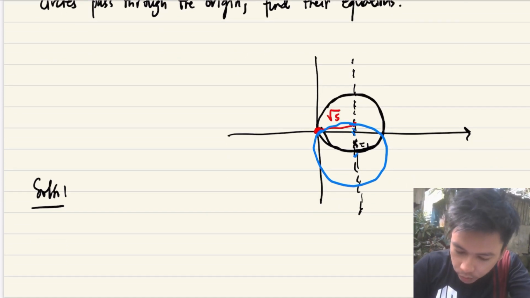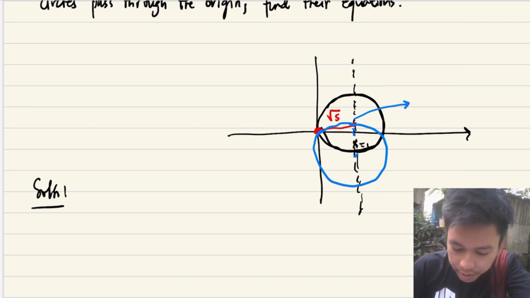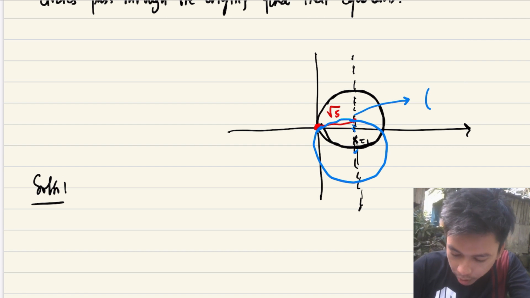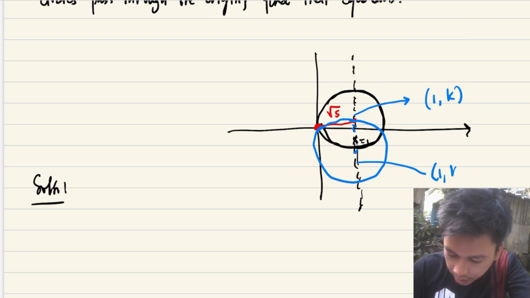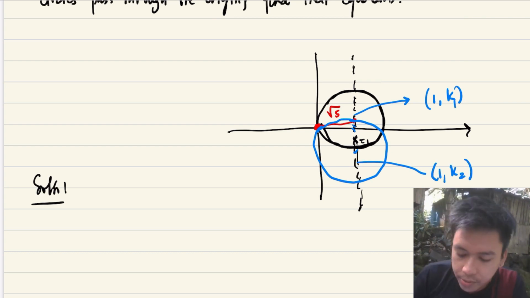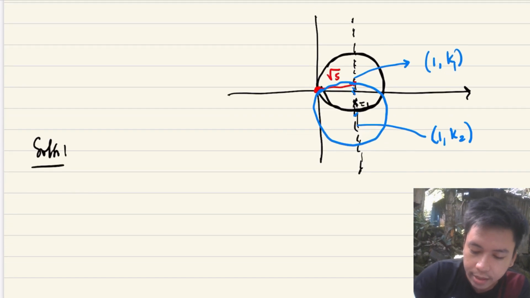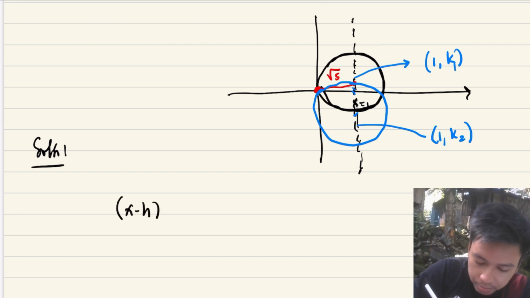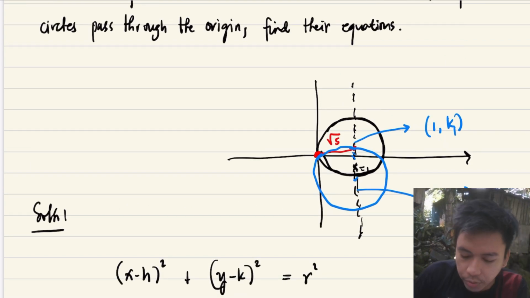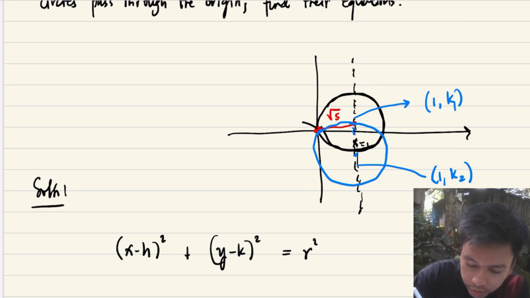In other words, the center here is technically (1, k). Let's say this is k2 and this is k1. Which means your k1 must be found somewhere up, and the other somewhere down below. In order for us to solve that, remember the equation of a circle is (x minus h) squared plus (y minus k) squared equals r squared. Note that you already have the point, which is the origin, (0, 0).